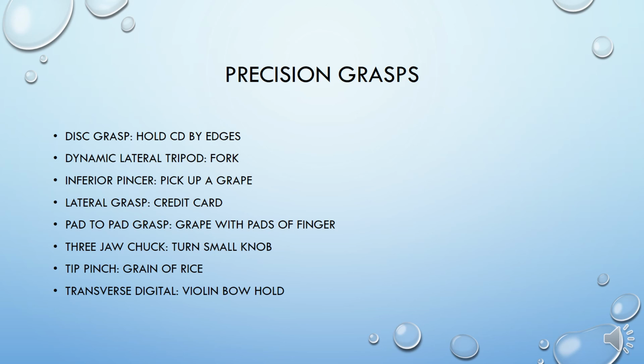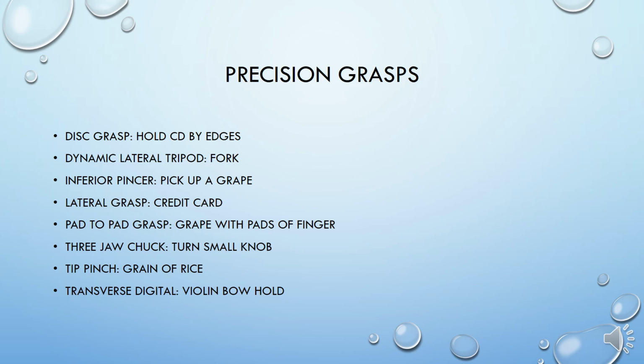Dynamic lateral tripod is a fork. So if you do a dynamic tripod like you're writing, and then you kind of open it up a little and turn it sideways and supinate just a tad, that's a fork grasp. Inferior pincer grasp is like picking up a grape with the inside part of your fingers, if it's a large grape.